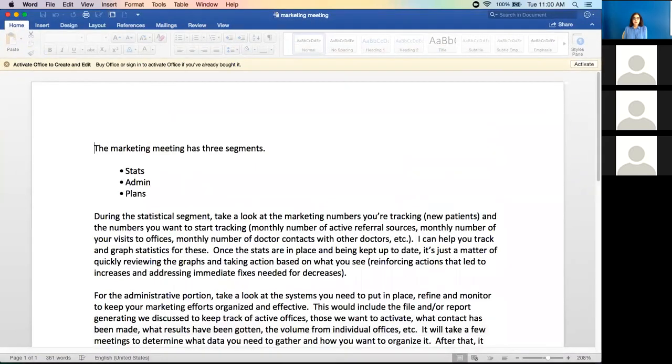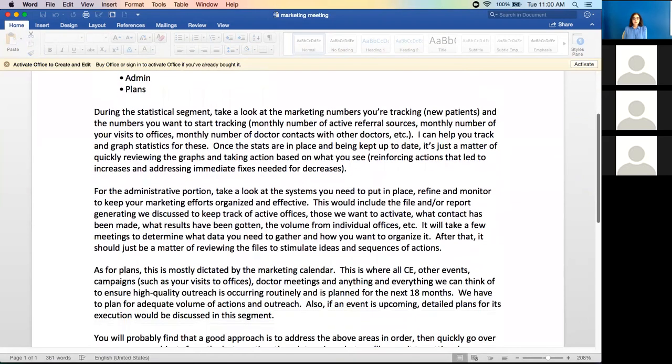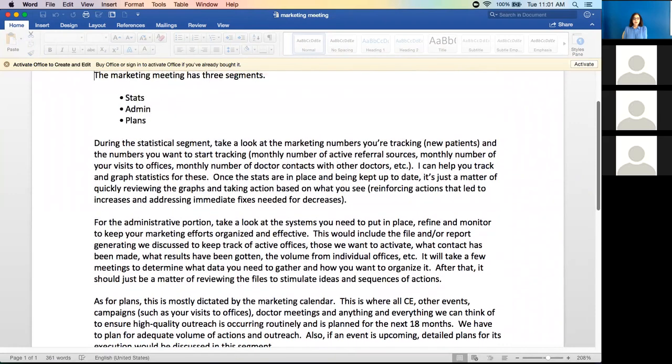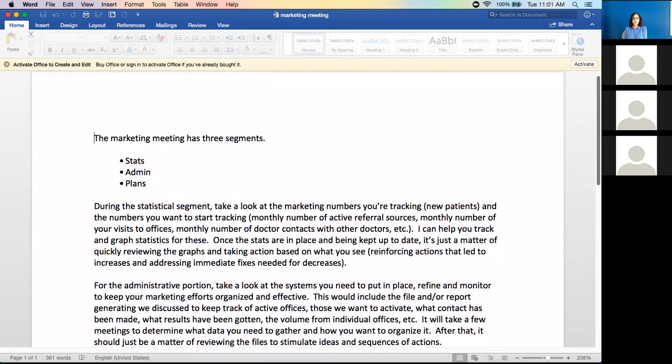For the marketing meeting, we've got basically the same thing, the segments that are involved and what to do in each of those segments. Again, when we get down to plans, you'll see that this is driven by the marketing calendar. When you get to the administration portion, it'll show you things like the statistics to keep, what to report, how to analyze those, how to coordinate having to do with those. So this usually is quite helpful.